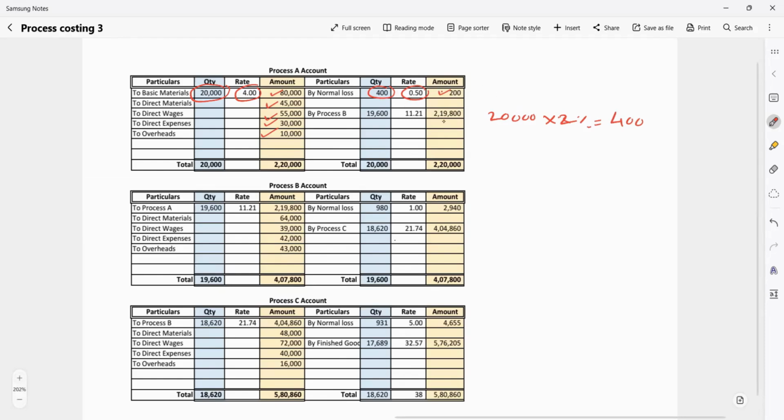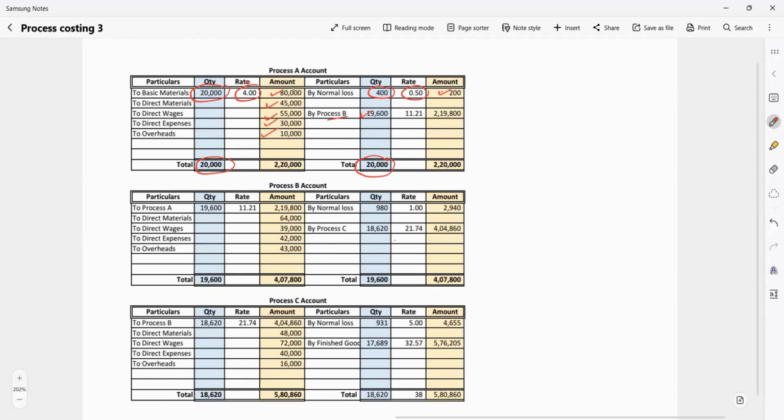So this way normal loss is calculated same like question 1 and 2, on basic material of 20,000 at 2%. Okay, next coming to closing of process A account. Let us take the total of the quantity column first. Quantity column total comes to 20,000, and out of 20,000, once we deduct the normal loss quantity, we will get 19,600 as output, which is to be transferred to process B account, A to B.